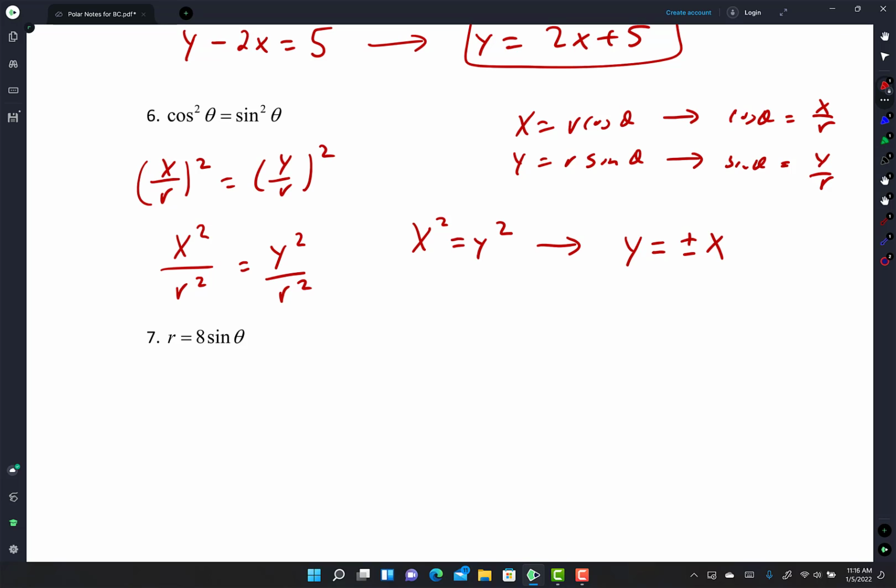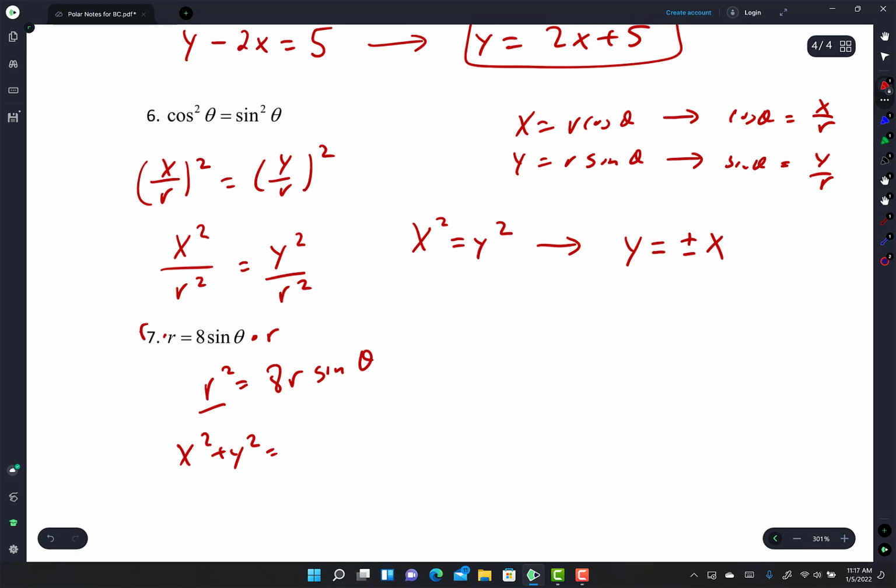Ready for the last one here? Multiply the right side by r, multiply the left side by r. There's going to be a circle. So you have r squared equals 8r sine theta. r squared is equal to x squared plus y squared. r sine theta is equal to y. Move it to the left. We're going to complete the square like we did the last time. x squared plus y squared minus 8y equals 0.